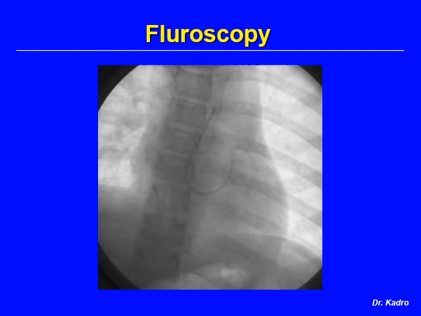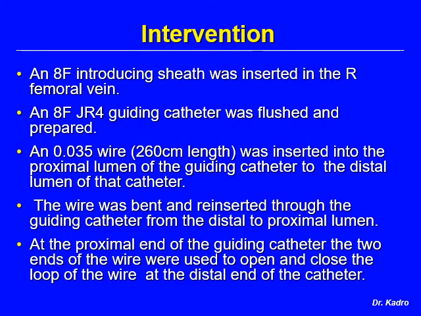This is the chest X-ray showing the catheter extending in the pulmonary artery, the right ventricle, and the right atrium. So for the intervention, I put an 8 French introducer sheath in the right femoral vein, and I used a guiding catheter, a Judkins right catheter. This was flushed and prepared in the usual way.